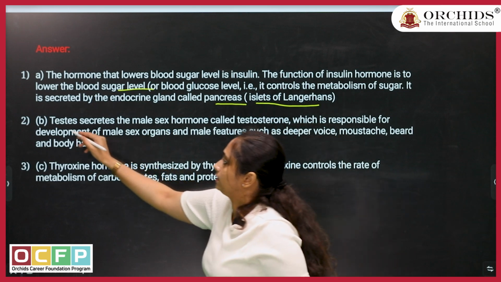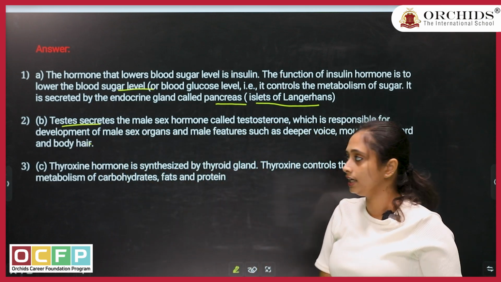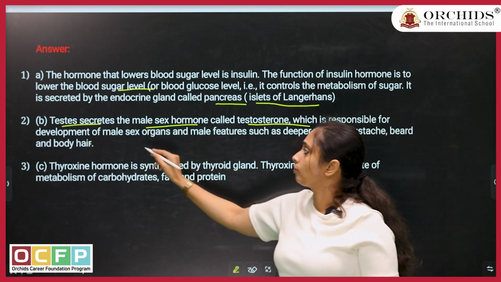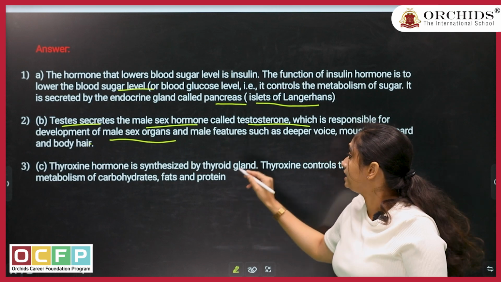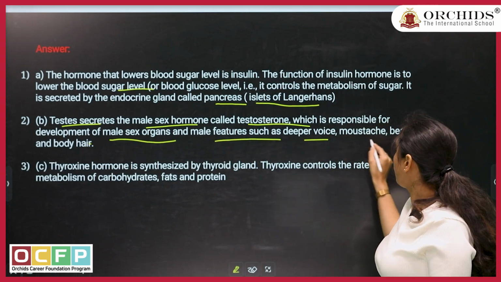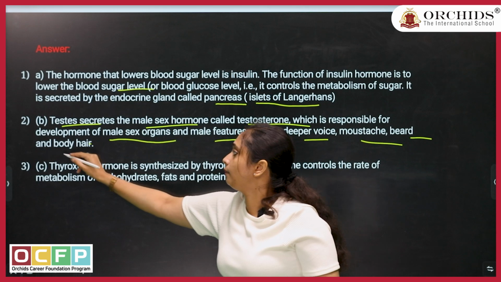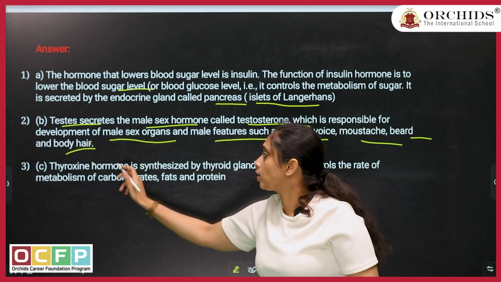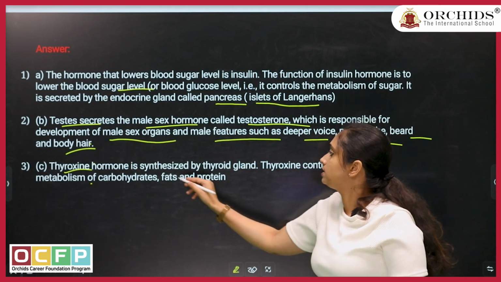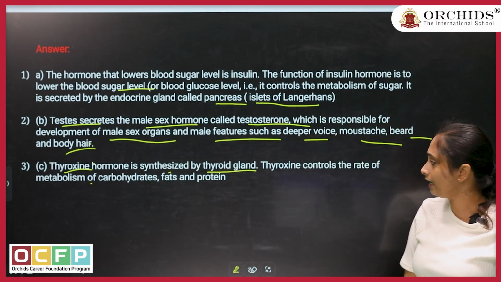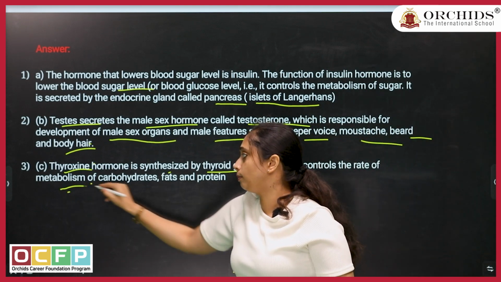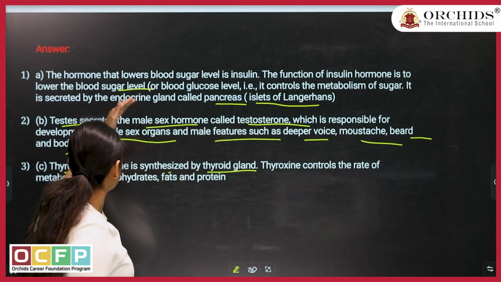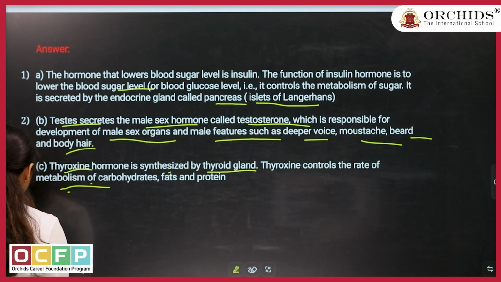Move to the next. The testis is an endocrine gland which releases the male sex hormone known as testosterone, which is responsible for the development of male sex organs as well as male features such as deeper voice, mustaches, beard and body hair, etc. Now the third answer: thyroxine hormone, which is synthesized from the thyroid gland, and its function is controlling the metabolism of carbohydrate, fat and protein. So I think you got to know what points you need to include for this 3-mark question.